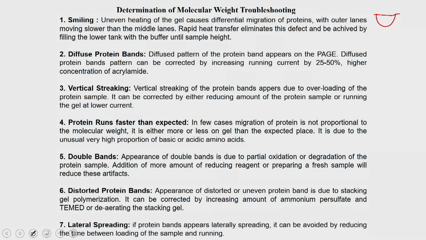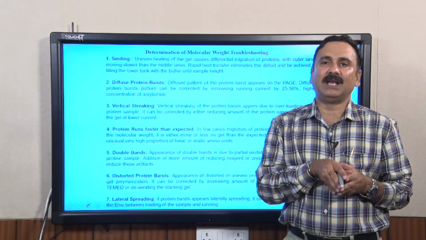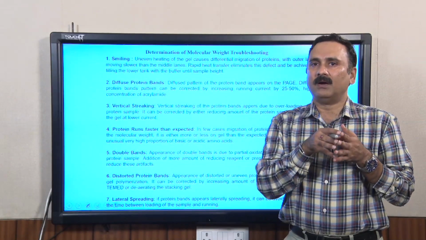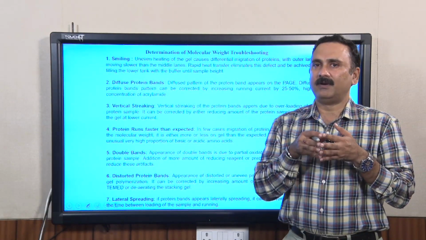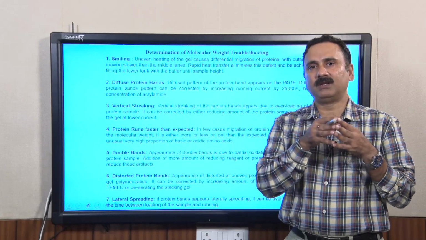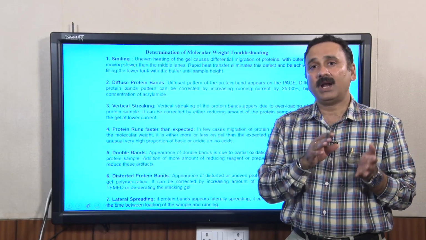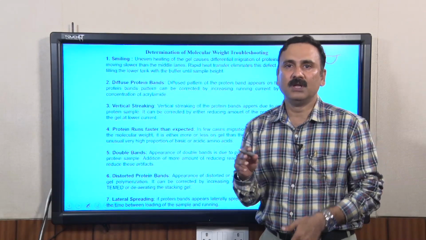you can actually encounter many different types of abnormalities in the running of these bands, or when you are resolving your sample on the SDS-PAGE, and that is going to give you different types of error when you are calculating the molecular weight or doing any other kind of analysis. So, what are the different types of troubleshooting, or what are the different types of bands that you are going to see on the SDS-PAGE, and how can you overcome those problems?